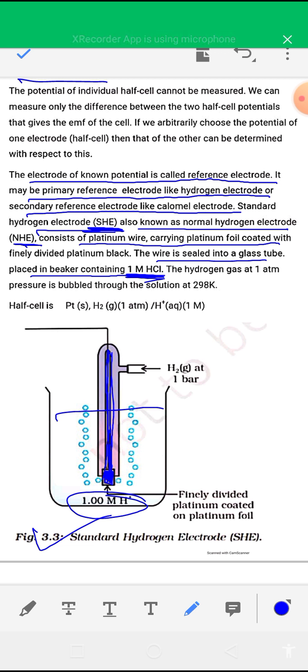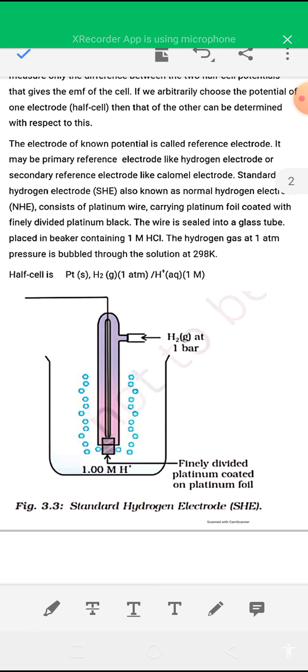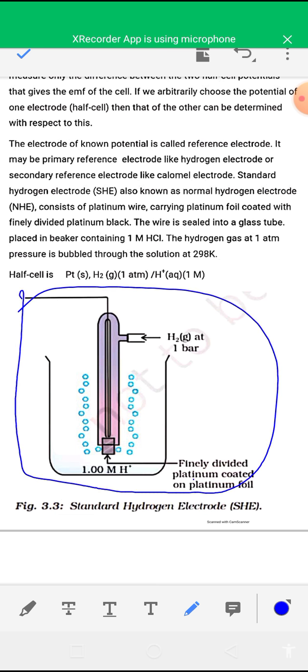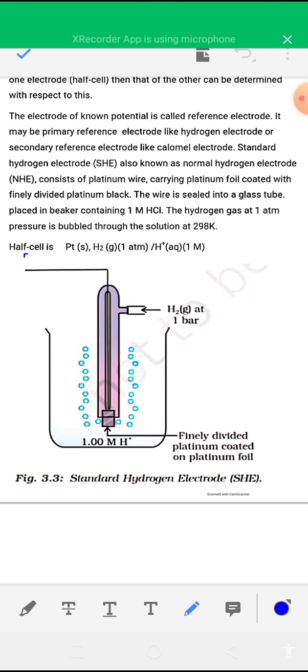molar HCl solution, and then hydrogen gas at 1 atm pressure is bubbled through the solution at 298 K, that is 25 degrees Celsius. Then you have to pass hydrogen gas through the solution at 1 bar or 1 atm pressure, and this entire arrangement is known as the standard hydrogen electrode. This is the reference electrode, and the representation of the hydrogen electrode, the half cell electrode, is platinum comma hydrogen gas at 1 atm.